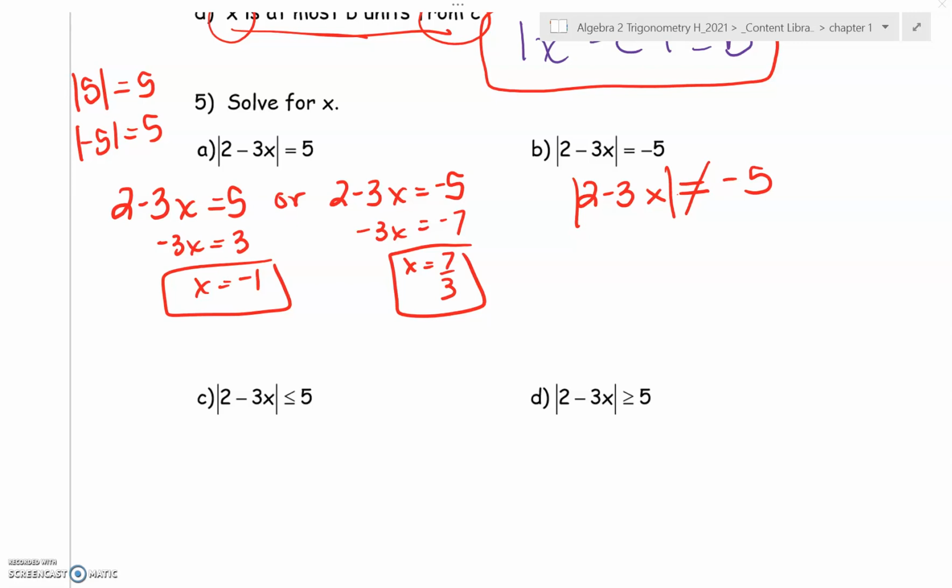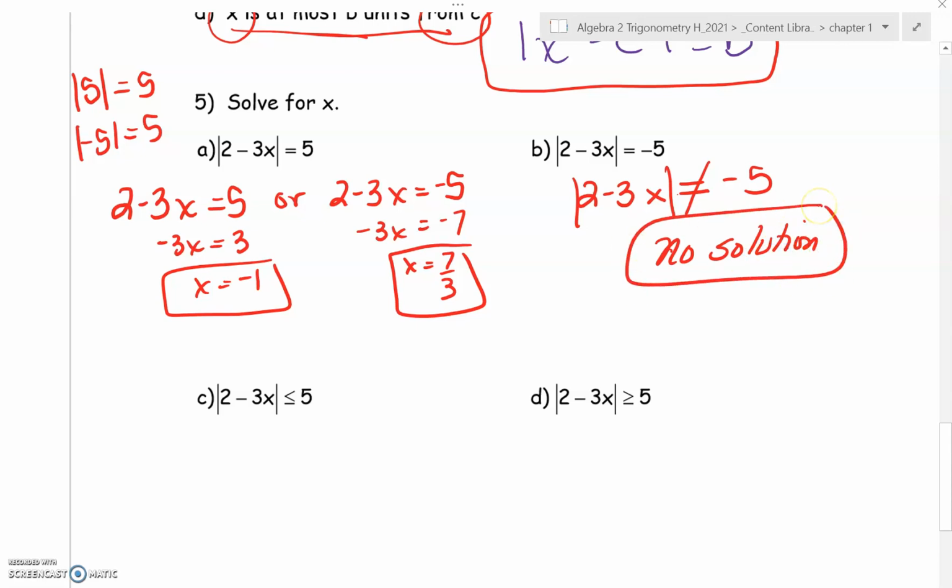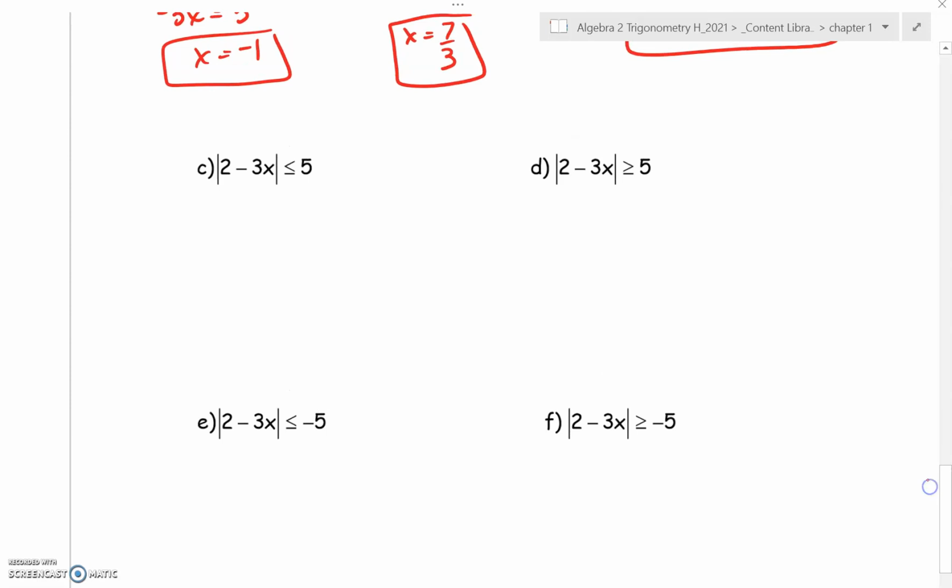Okay, so did you realize that the absolute value of a number will not be a negative 5? The absolute value of 2 minus 3x must be positive, so this creates no solutions. All right, now we're going to do some with an inequality. Notice C is a less than or equal to, and D is a greater than or equal to. So why don't you write the first step for each? Remember which one was an and, which one was an or. It might help to refer back to the example that we just did.